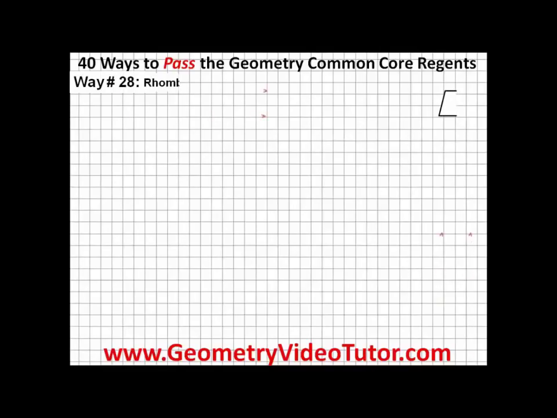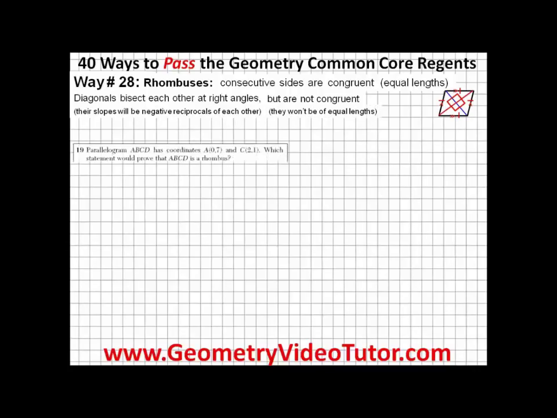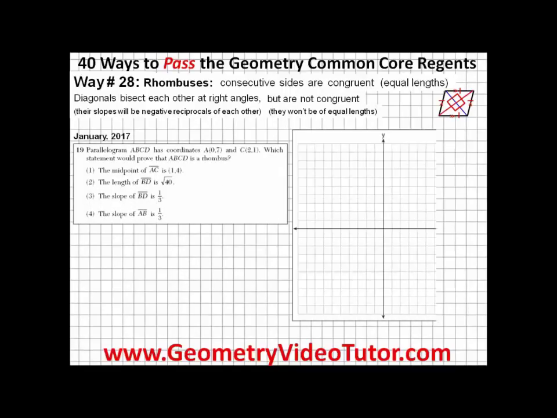Rhombuses are a type of parallelogram whose consecutive sides are congruent, meaning that all sides are of equal lengths. They also have diagonals that bisect each other at right angles, but they are not congruent. This means that their slopes will be negative reciprocals of each other, but they won't be of equal lengths. Let's use the following question from the January 2017 Geometry Common Core Regents to illustrate this point.